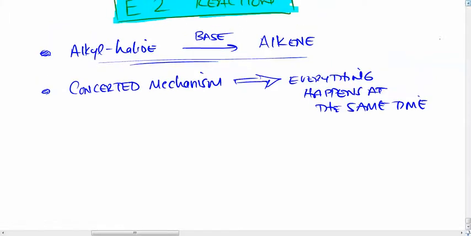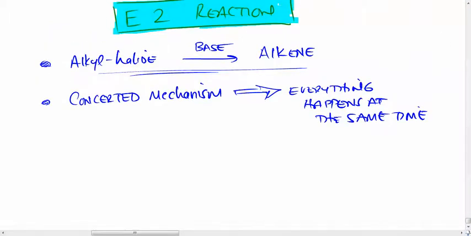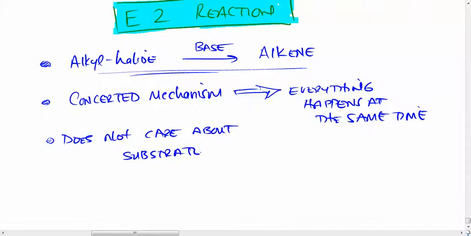Now it turns out that this is a little bit different, because in the SN2 we didn't want a sterically hindered substrate. But it turns out that the E2 does not care about the substrate. So it doesn't really matter what kind of substrate you have, whether it's primary, secondary, tertiary, whatever. Doesn't really matter too much for the E2 reaction.